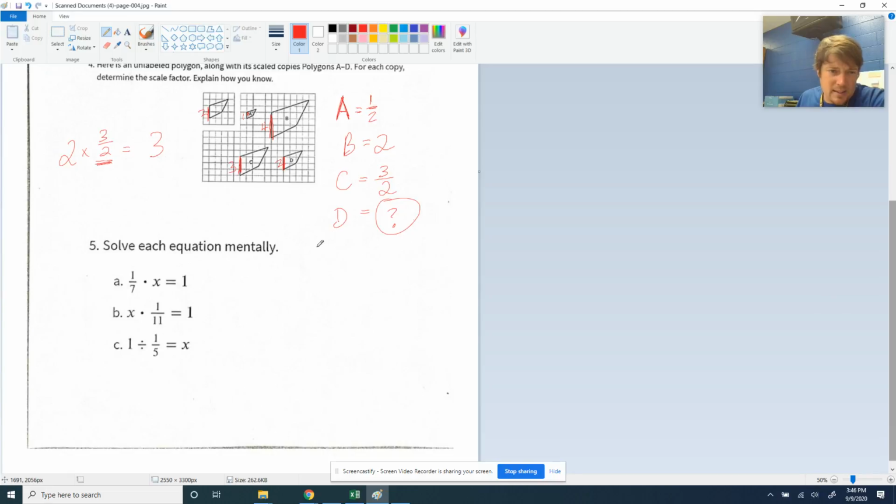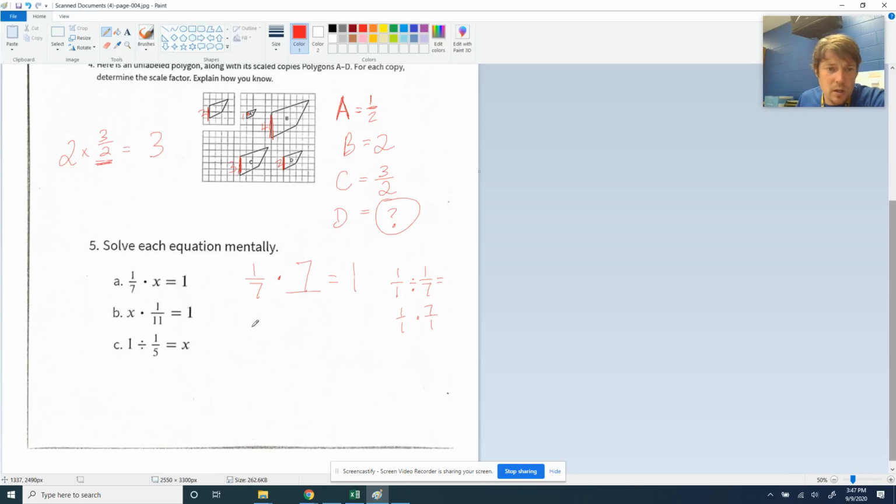And lastly, solve mentally. So 1/7 times something equals 1. You're thinking of it like this: multiply by something, and I get 1. So like we just talked about, you have to do 1 divided by 1/7. You could think of it as 1 over 1 divided by 1/7, and keep, change, flip, if you did that in elementary. Or cross products, 7 over 1, which is essentially, if you take 7 and break it up into sevenths, you get 1. So X for A is 7.